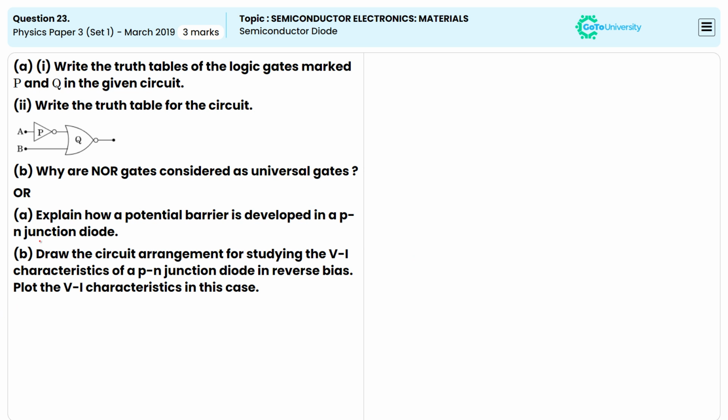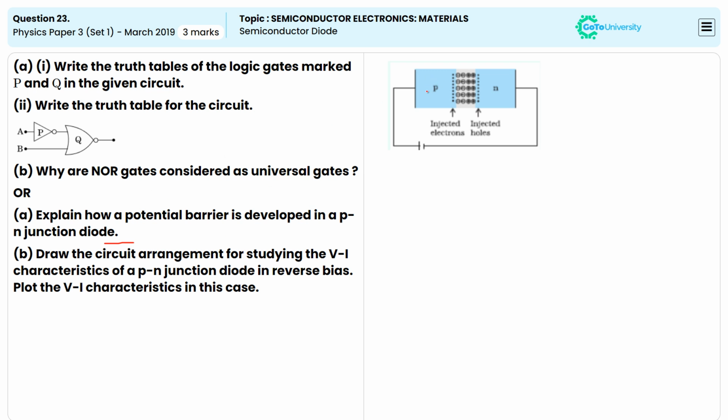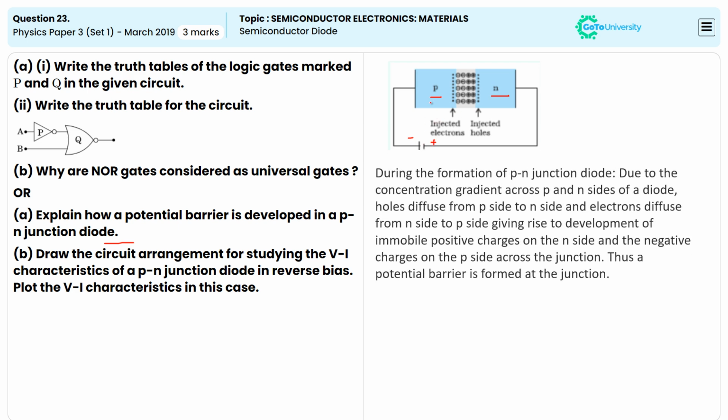Second condition here: explain how a potential barrier is developed in a PN junction diode. In the PN junction diode, two semiconductors are there: a P semiconductor and an N semiconductor. Usually the P semiconductor is connected to the negative terminal and the N side is connected to the positive terminal. Now see the explanation part.